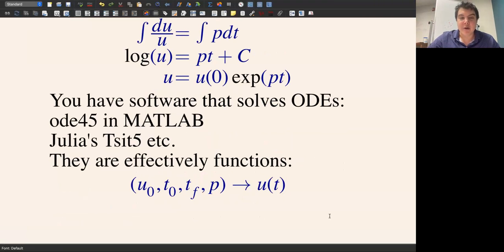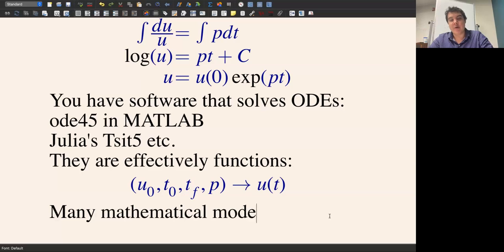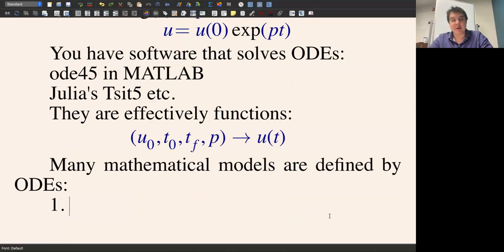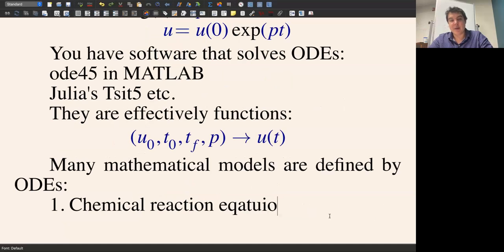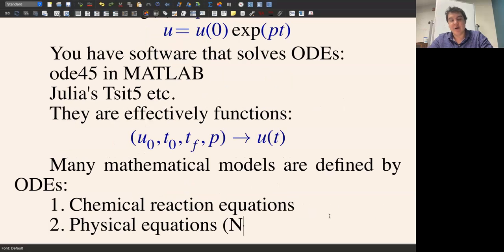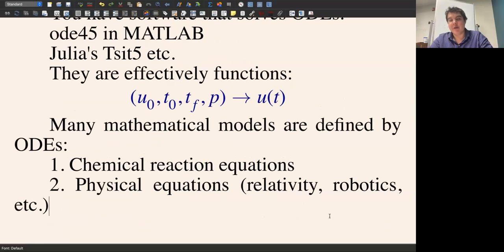And they're used all the time in mathematical models. So many mathematical models are defined by ODEs. Just to write down a few, you have chemical reaction equations, physical equations, anything like relativity, robotics. Everything is written in differential equations; you've probably seen a billion differential equations.